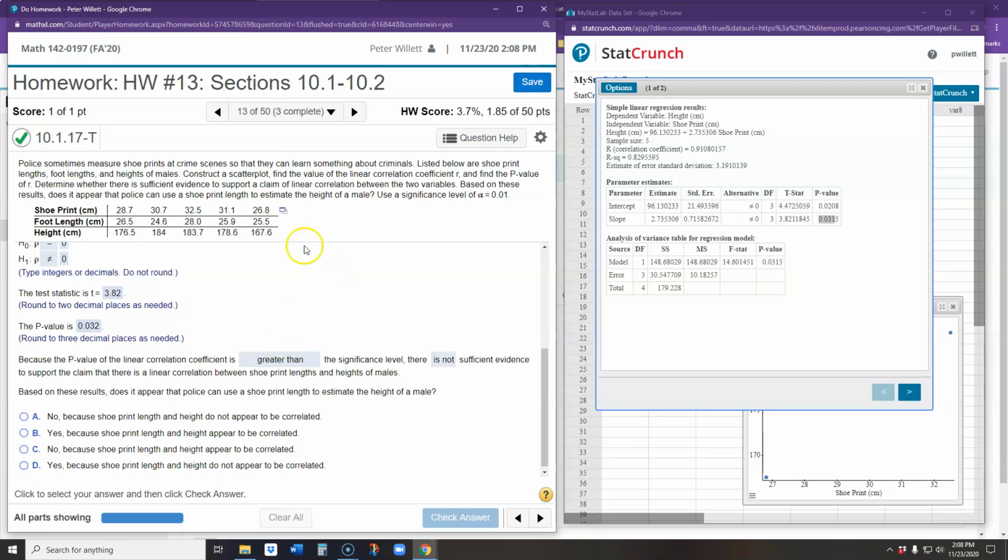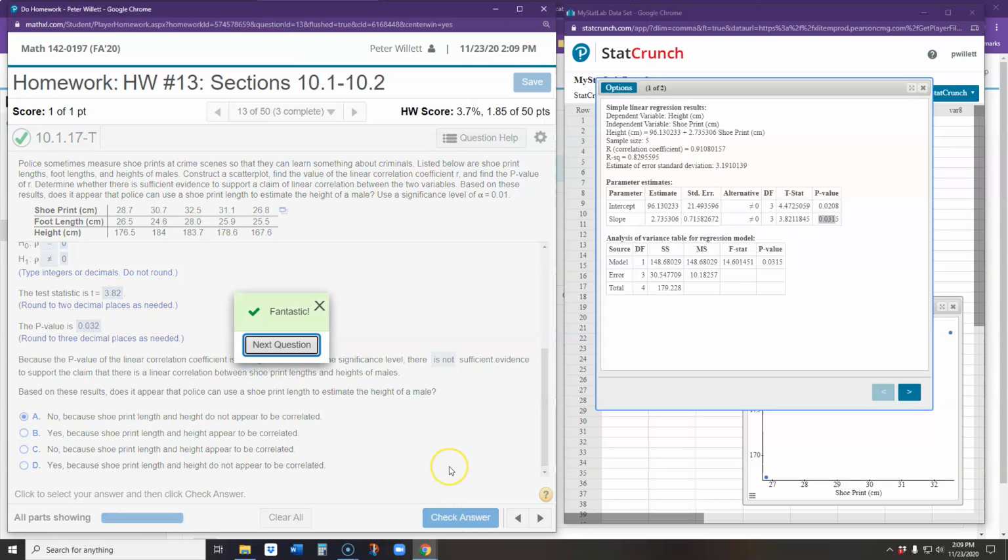And in this case, the linear correlation would be used to try to predict the height of a perpetrator based on shoe size, but since there doesn't seem to be evidence that there is a correlation, then I would say, based on the results, does it appear police can use the shoe print to estimate the height of a male? No, because it does not appear to be correlated. I'll just use A in this one.